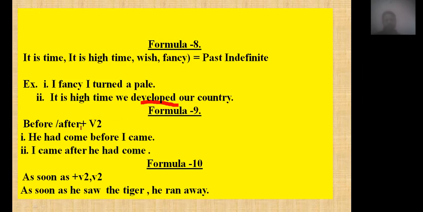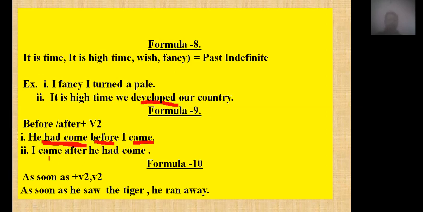Formula 9, before or after. In before or after, the verb also changes, but where? When you see before in the middle of the sentence, if you see before, past perfect comes first and then after the subject, the verb will be past. At the time of using after, the verb will be past, and before it the verb will be past perfect. Okay, I came after I had come.